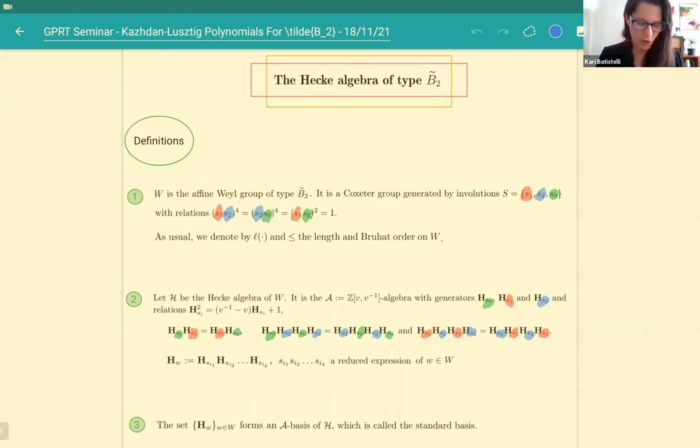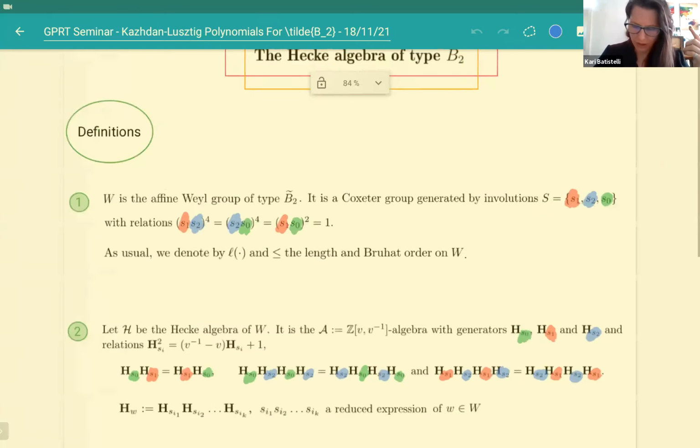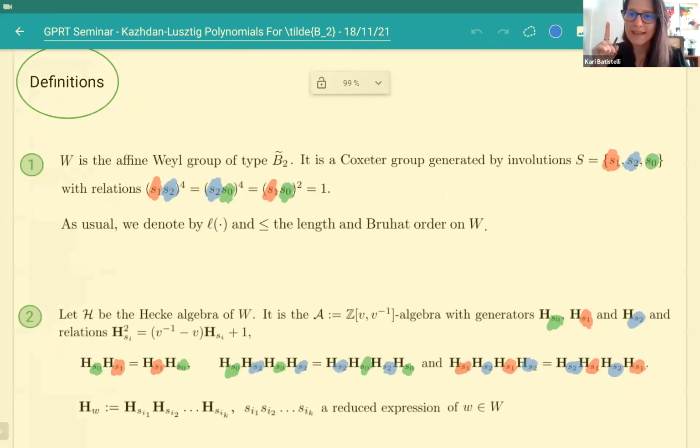We have this Weyl group, which is generated by these involutions S1, S2, and S0. I'm going to zoom in a little bit. I've painted them in different colors for a reason, and we're going to see why in a minute. They have these relations that we can see right here. And as always, we're going to denote the length and the Bruhat order in the traditional way.